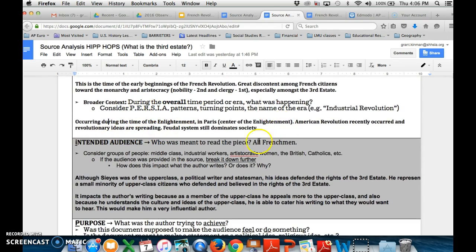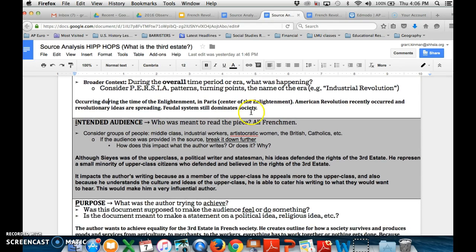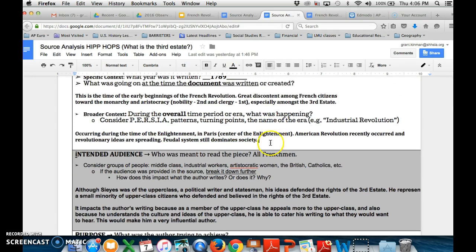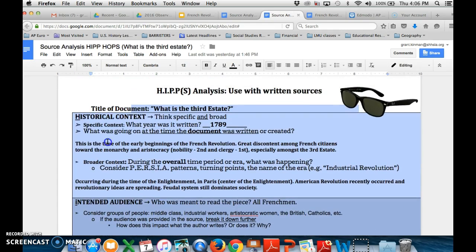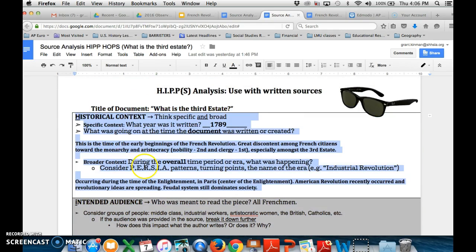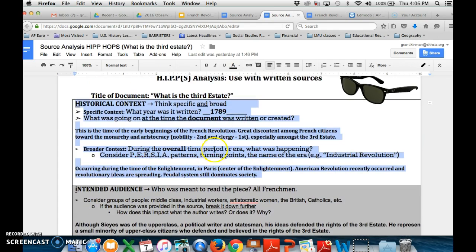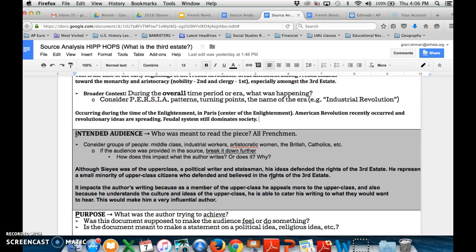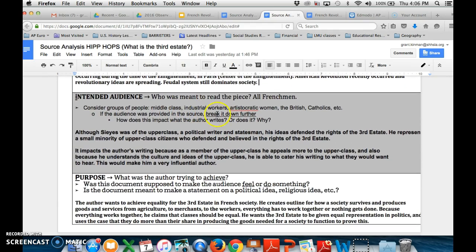And then broader contexts, bigger ideas, right? Well, this is also during the time of the Enlightenment, especially in Paris, the center of the Enlightenment. The American Revolution has just occurred, and ideas are spreading. The feudal system really, for the most part, still dominates society. So that is all information that you bring to the document. Before even reading anything, you know this. So that's going to be fairly similar to the information here for the other documents, giving the time. Okay, and then you get into the actual document.